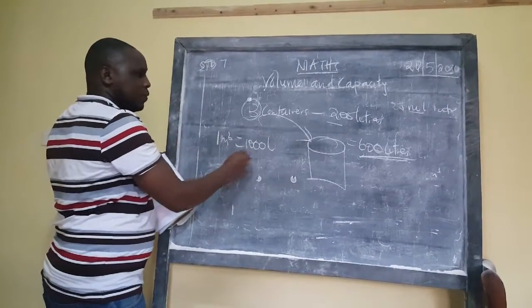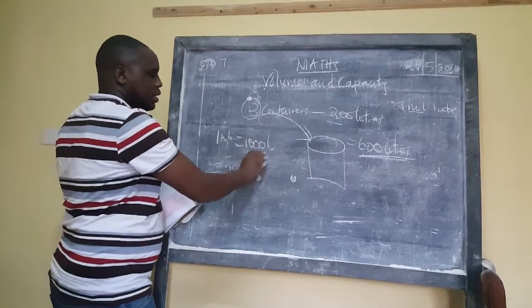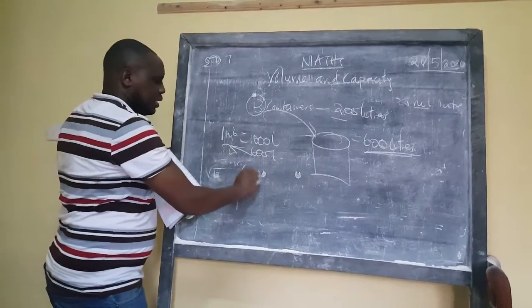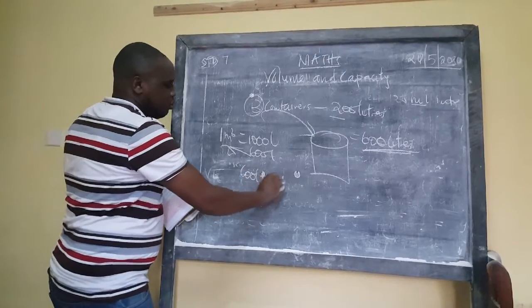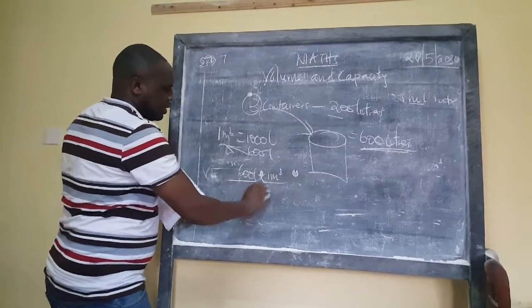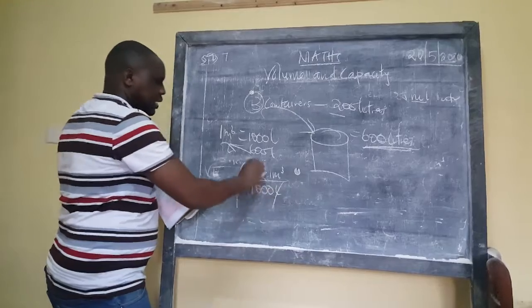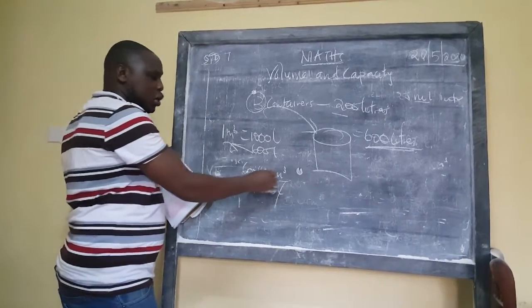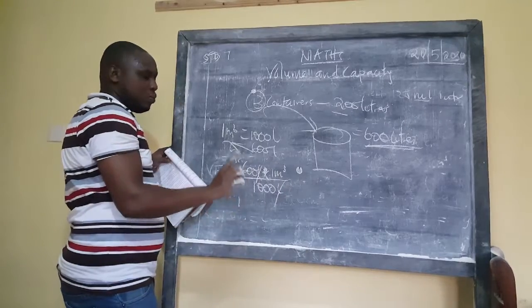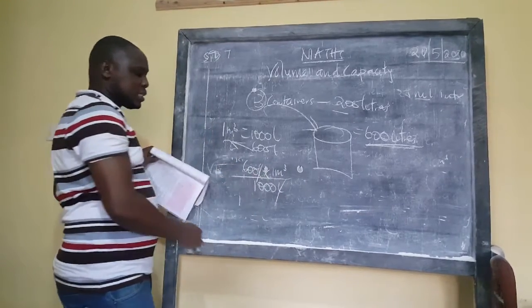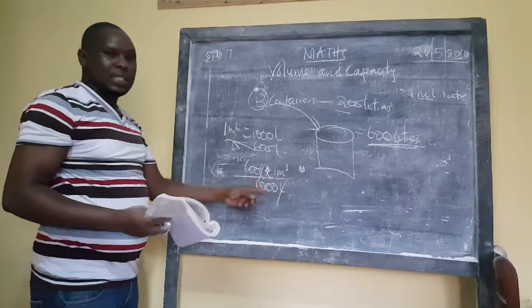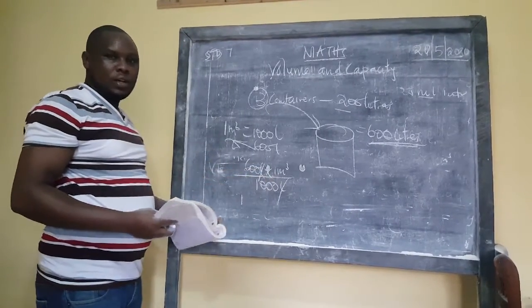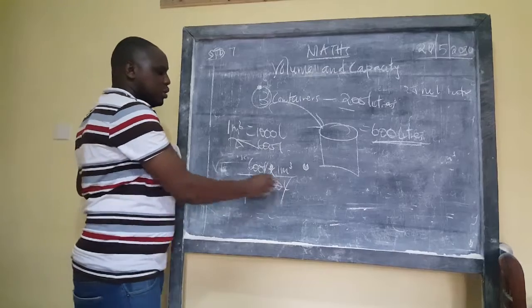What about 600 liters? Multiply like this: 600 liters times 1 cubic meter over 1,000 liters. Liters and liters will cancel. The reason why I'm writing these units is so that you know what to remain with, because in most cases in the exam they confuse the answers. The answers may be the same, but the units are different.